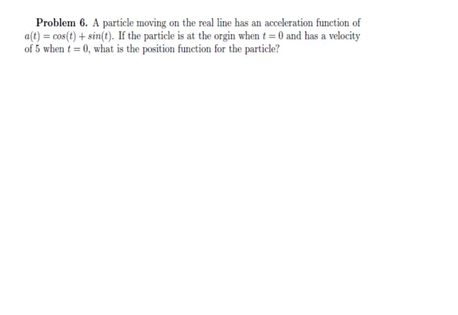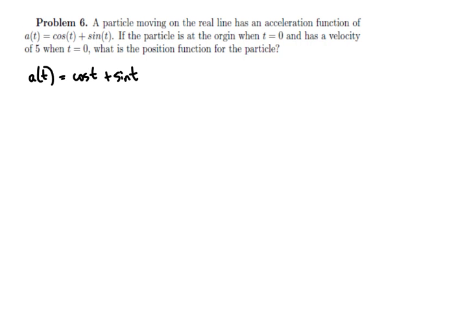Problem 6. A particle is moving on the real line, which really means the x-axis, and has an acceleration function of a(t) = cosine t + sine t. If the particle is at the origin when t is 0 and has a velocity of 5 when t is 0, what is the position function for the particle?